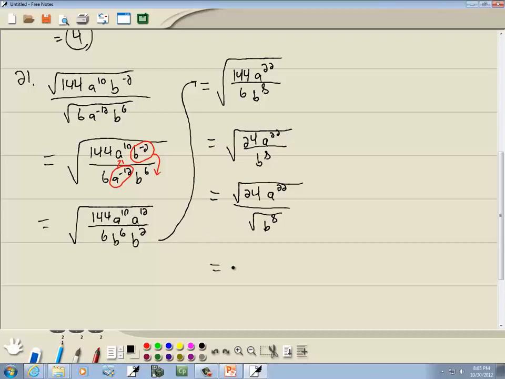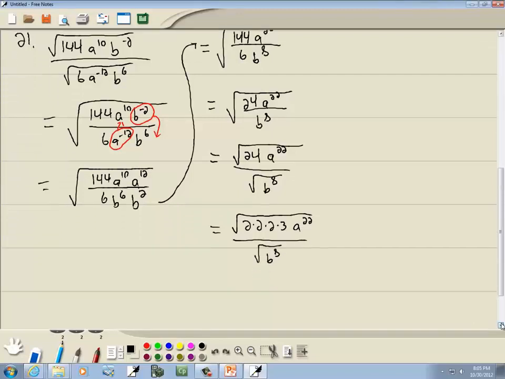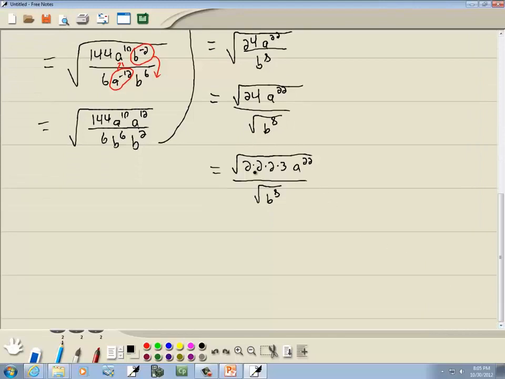Okay, 24. That's 2 times 2, 2, 4, 8, 24. A to the 22nd, and then down here b to the 8th. We're dealing with the square root, so we're looking for a pair of somethings. Here's a pair of 2's. That's going to come out in front as a single 2.